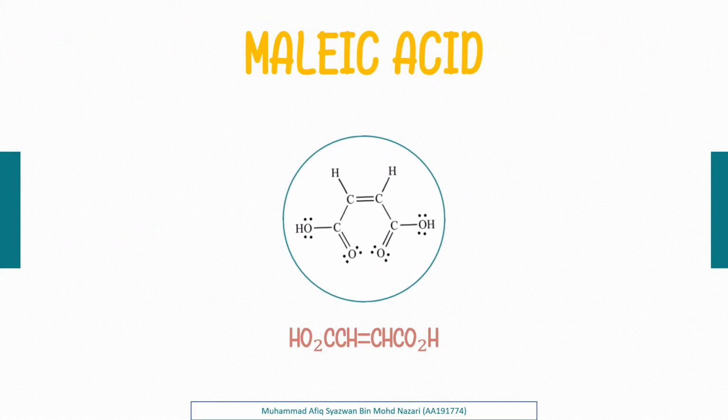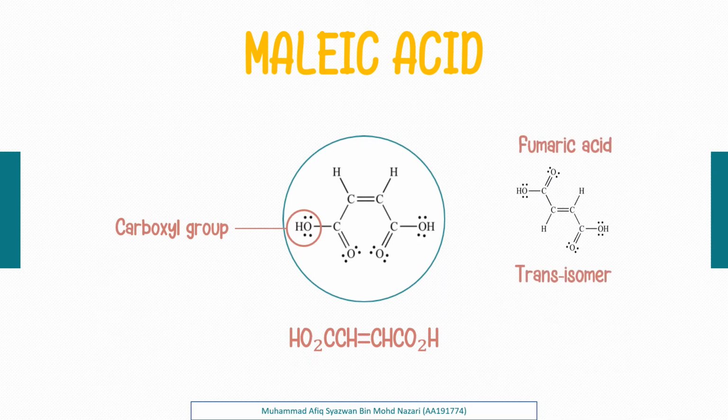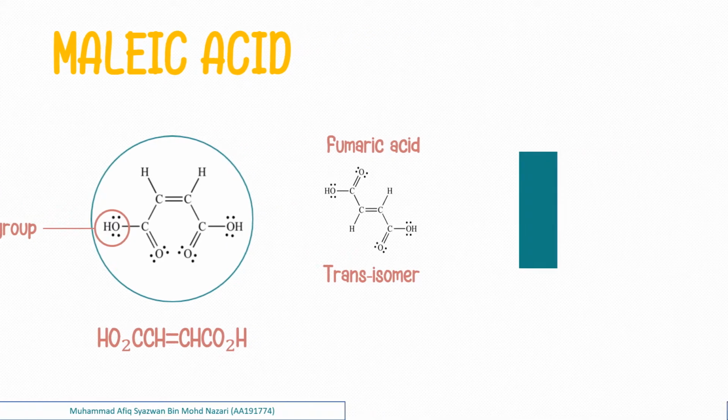It is an organic compound that is a dicarboxylic acid, a molecule with a carboxyl group. Malic acid is the cis isomer of butenedioic acid, whereas fumaric acid is the trans isomer.